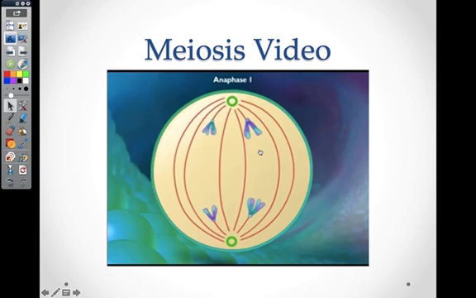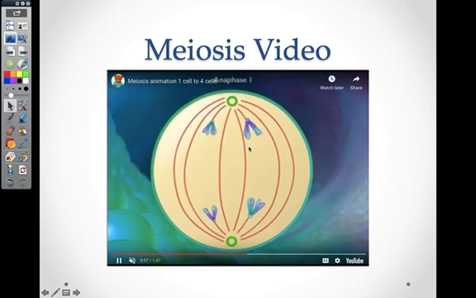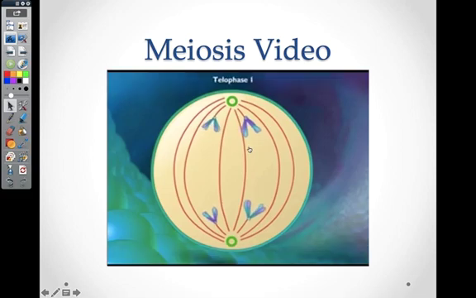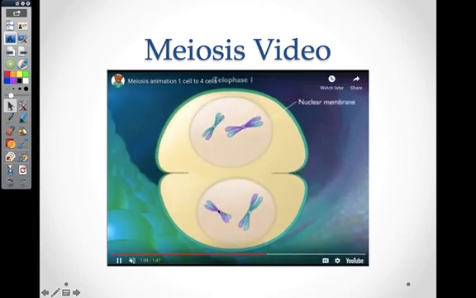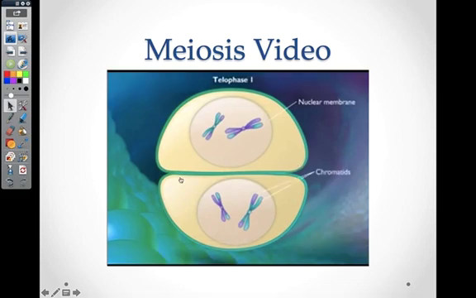All right, and then we should start to see the spindle fibers start disappearing, and we're going to see the nuclear material reappearing at each end of the cell, okay, and then cytokinesis occurs. All right, so that was meiosis 1.